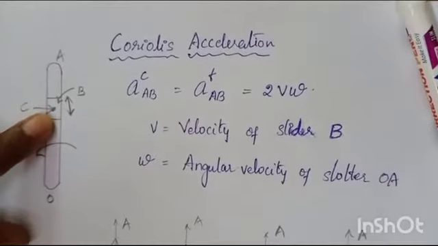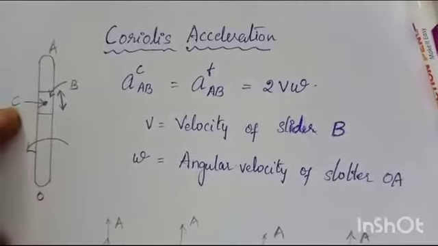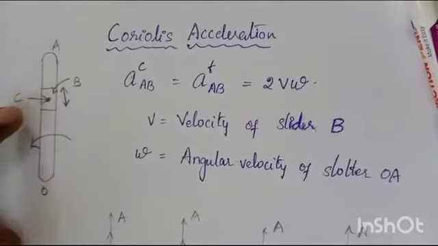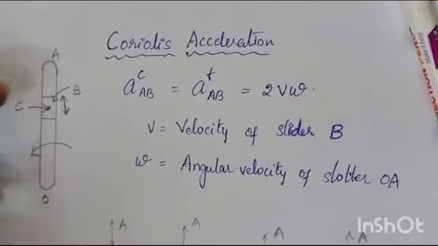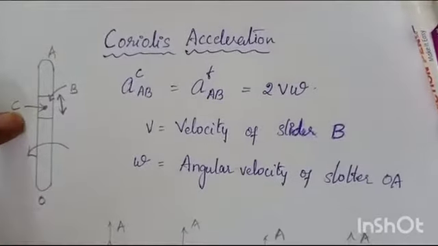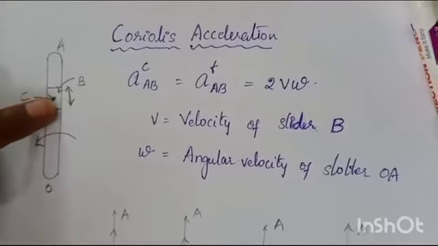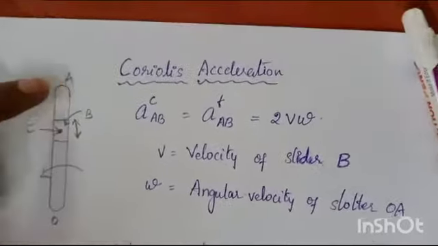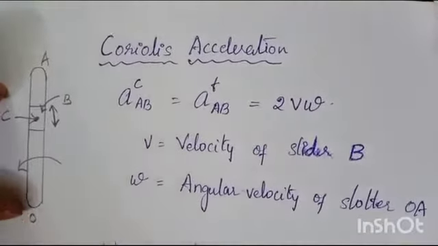That point is usually called the coincident point. That point is given as C here. B is the slider, C is the coincident point, OA is your slotted lever. At this coincident point the Coriolis component will exist, and the velocity also is obtained as the output at the end of the slotted lever. That is the main purpose of this.